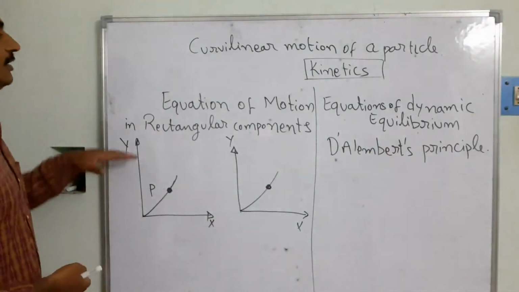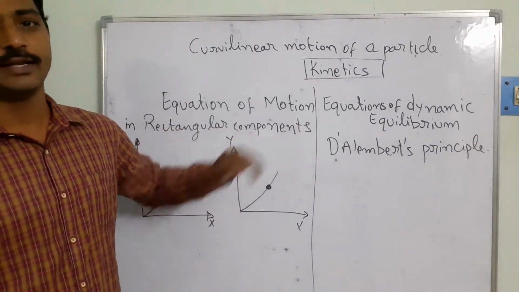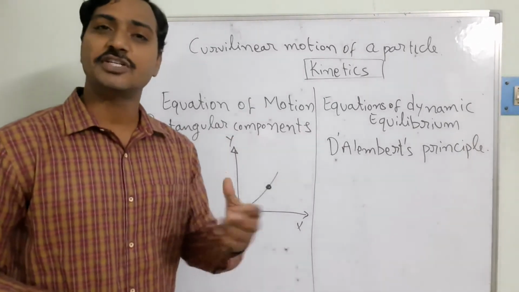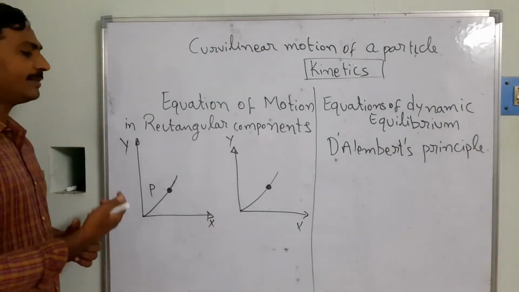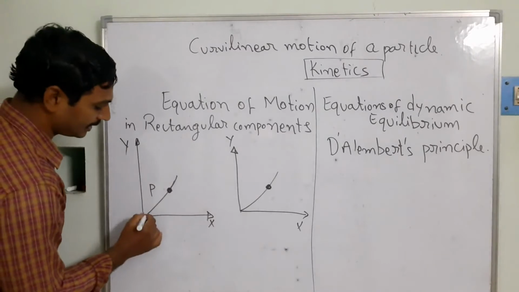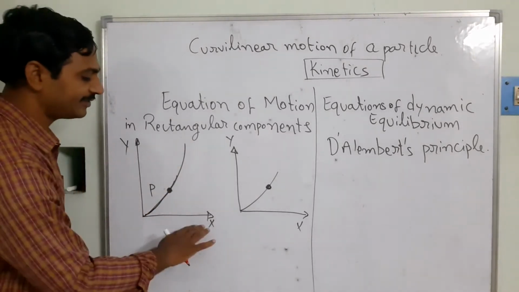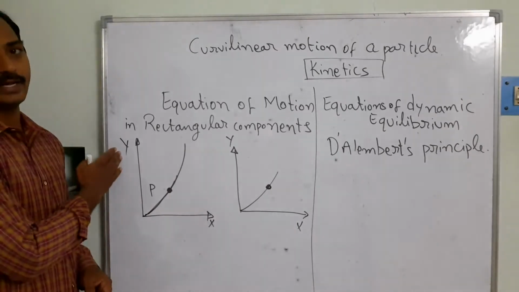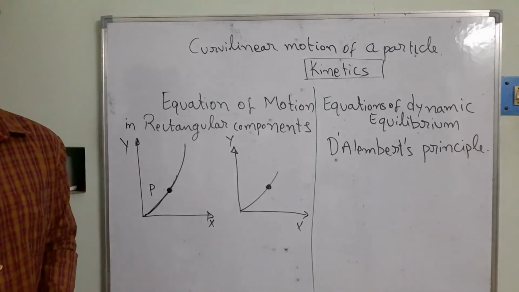For the time being I have taken the rectangular components, and further we can take the tangential and normal components also. There we can see I have taken a particle which is moving in a curvilinear path. The particle is moving in this direction, not in the x direction, not in the y direction. I have taken one point on that path, the point P.